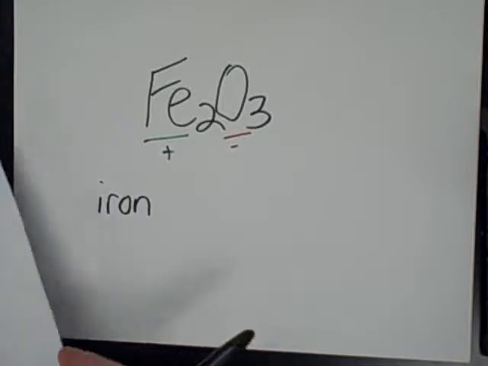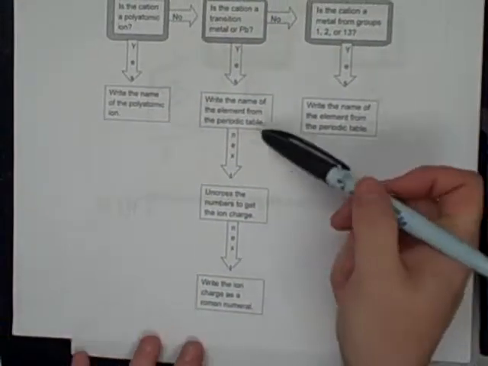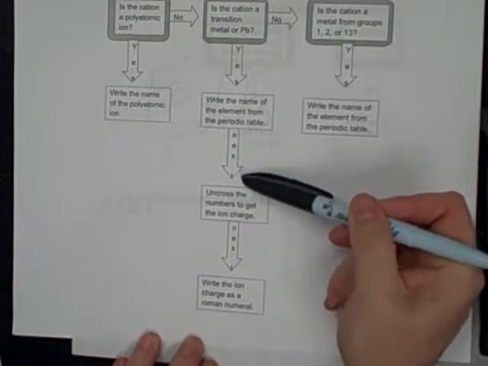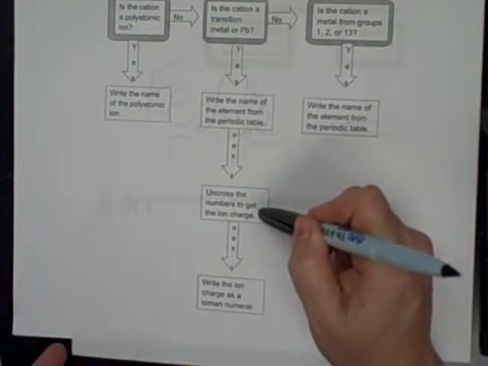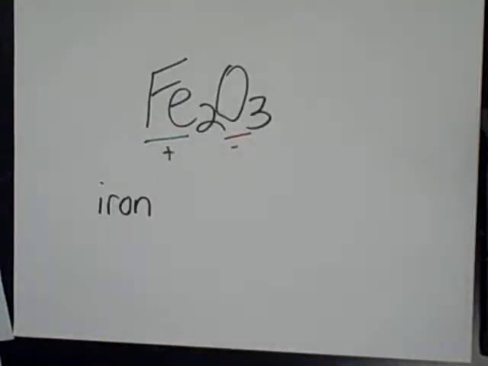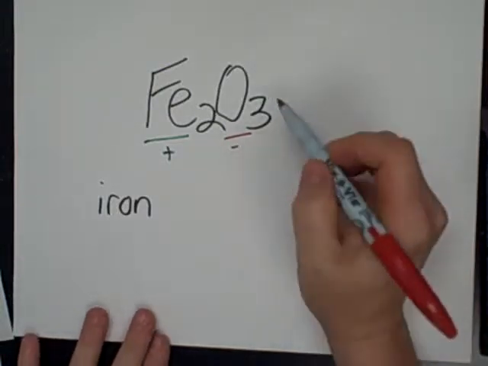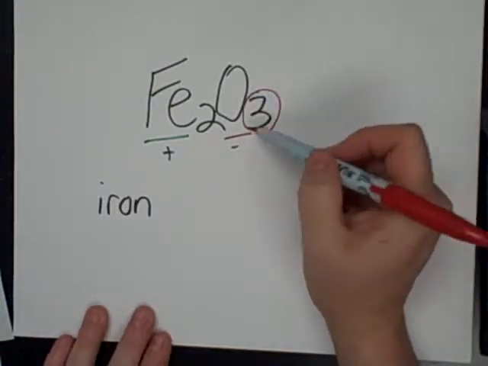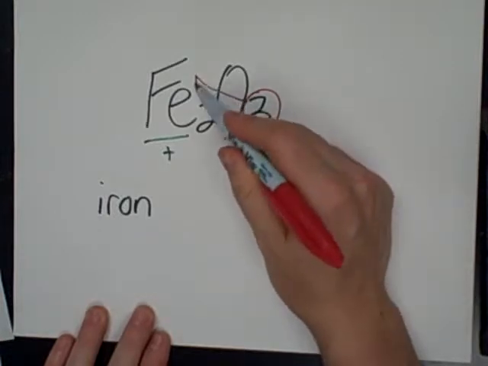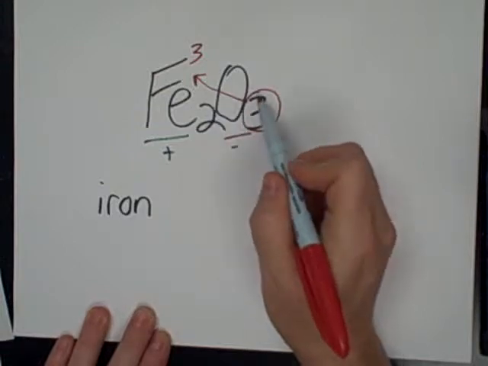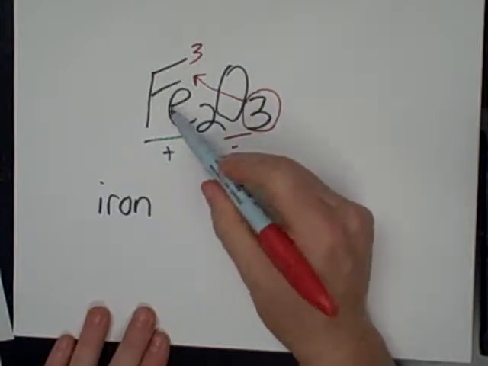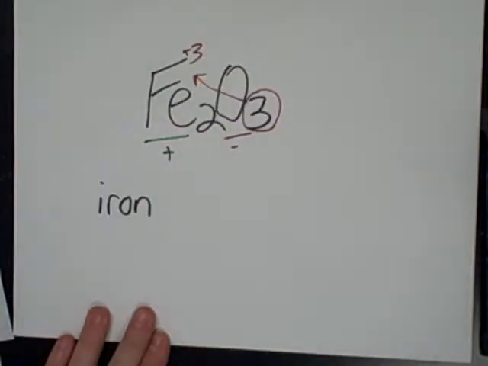But we're not done. There's a couple other steps we need to do. The next thing we're going to do is uncross the numbers to get the original ion charge. So we go back to our formula, and we're going to uncross the numbers on the formula. That means we're going to take this 3 from the oxygen, move it back up into its original position, so that we now know that this iron originally was a +3 ion.